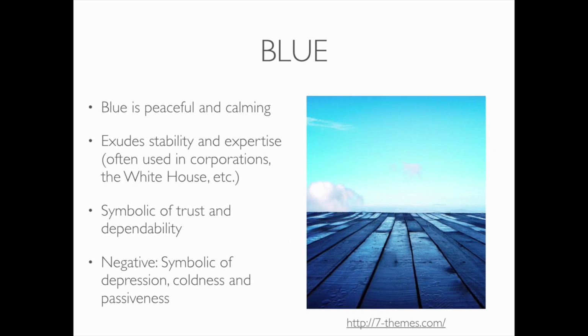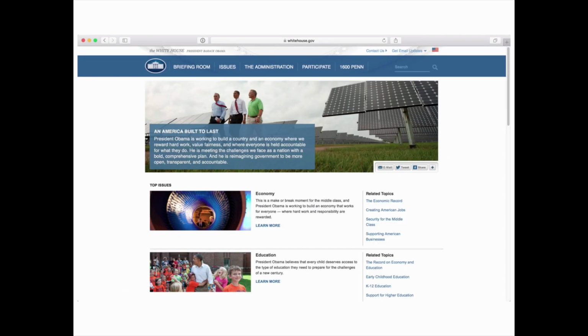Blue. Blue is generally the peaceful, calming, stable color. So it's a bit on the cool side, but it's often used by companies to kind of say, hey, we're here, we're established, we're somebody you can trust. The White House website uses a lot of blue. Symbolic of trust, dependability. Negative, symbolic of depression, potentially. Coldness, passiveness, detachedness.